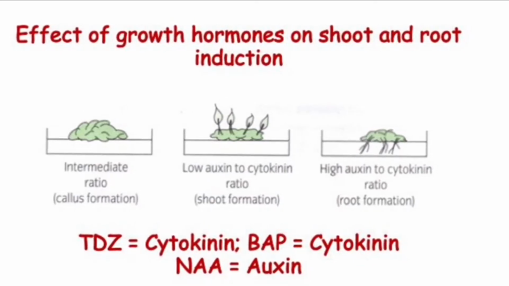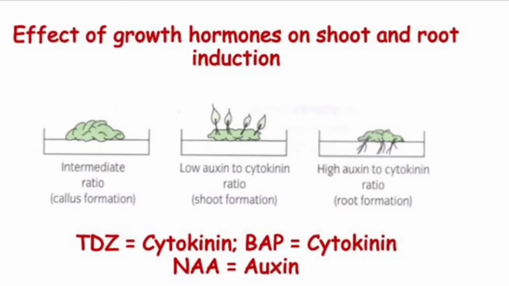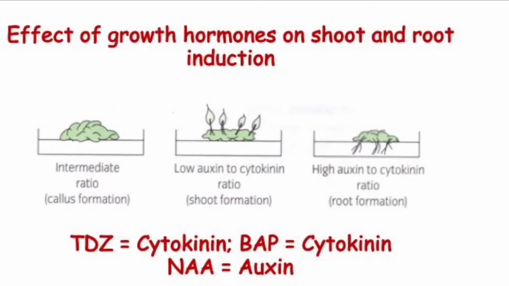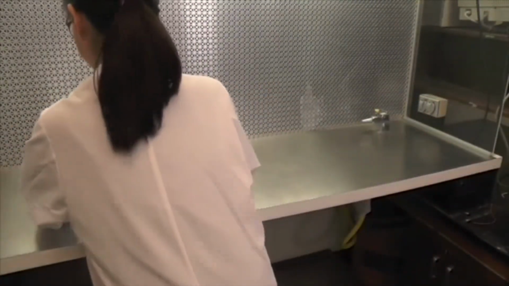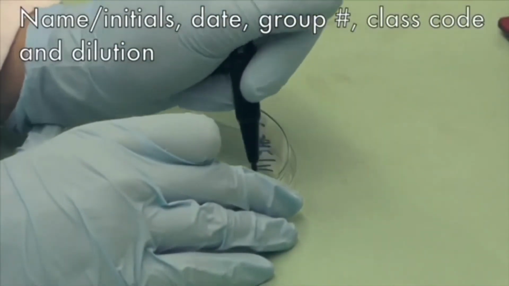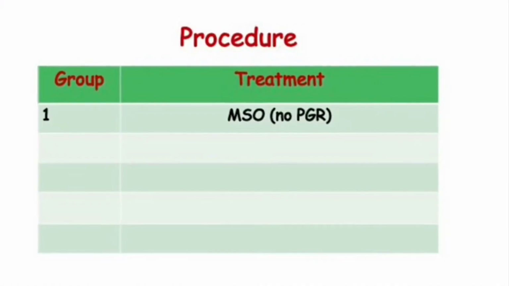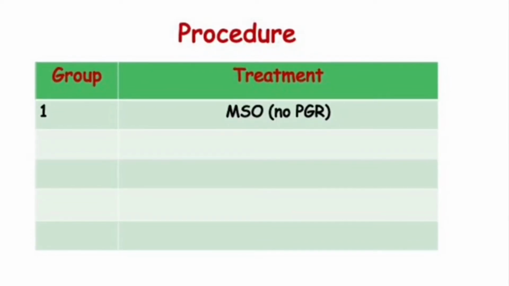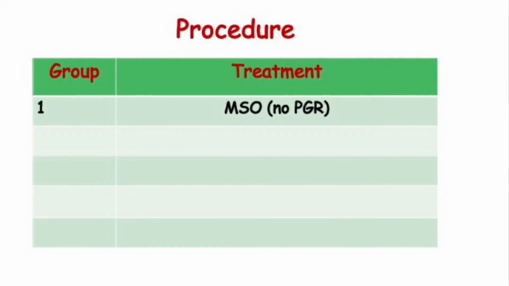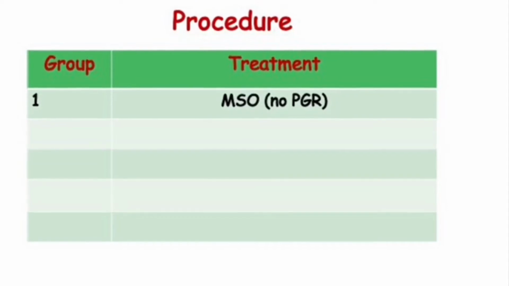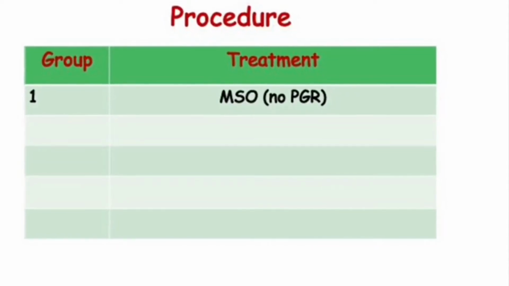In this prac exercise, you will study how different plant growth regulators induce development of different plant organs. Turn on the laminar flow and wipe it with 70% ethanol before use. Label your plates. Each group is assigned a treatment or control per plant from the following table. Group 1 will have only the basal media without any plant growth regulator. This will serve as a control.